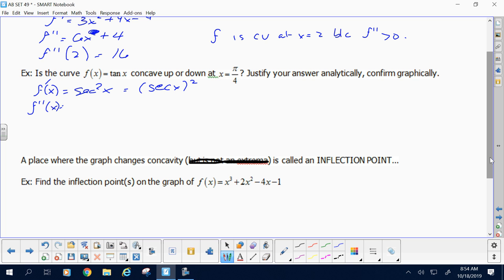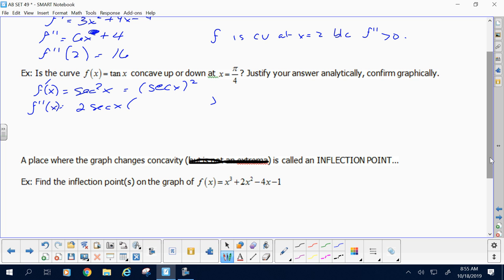So it's now a function within a function. Therefore, we must take the chain rule. So, Evie, what's the derivative of secant all squared? 2 secant squared of x. Okay, I agree. I'm going to get there in 2 steps.